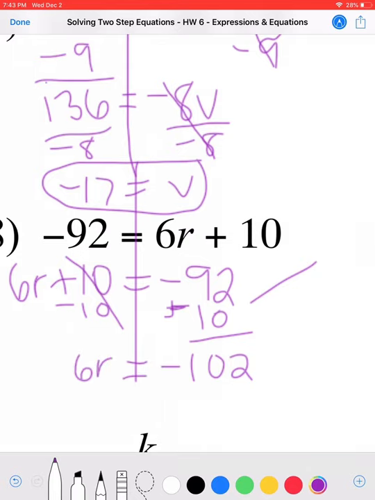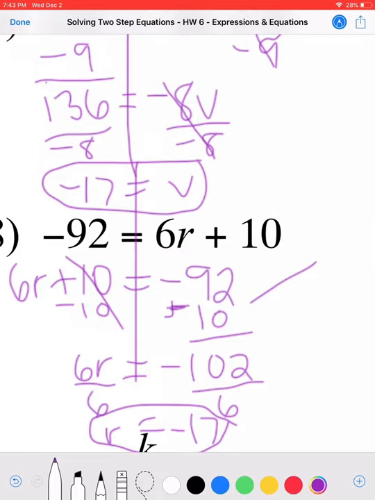We're left with 6r equals negative 102. Divided by 6 equals 17. So our 6 times r, we do the opposite, which is division. Negative 102 divided by 6 is 17. We have a negative number and a positive number. So they're different signs. So that means our answer is negative. And that is your answer for number 8.